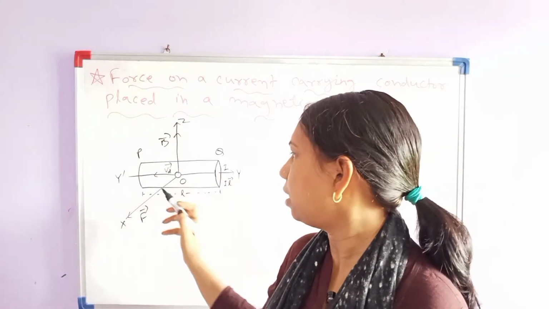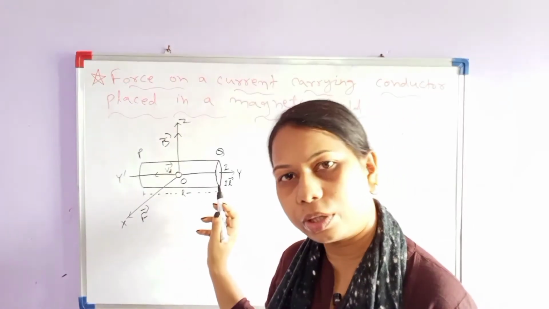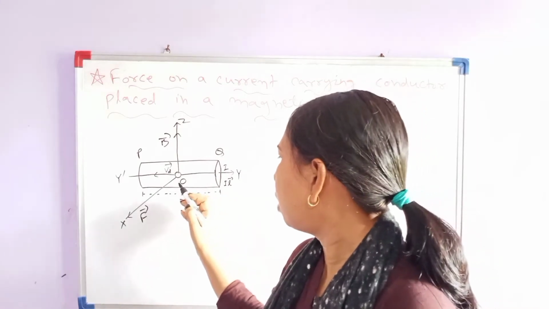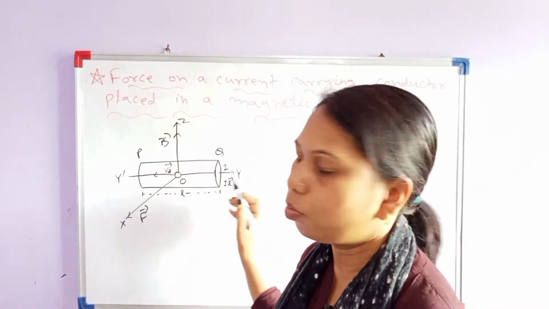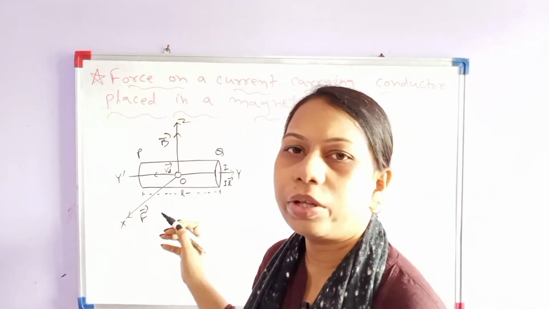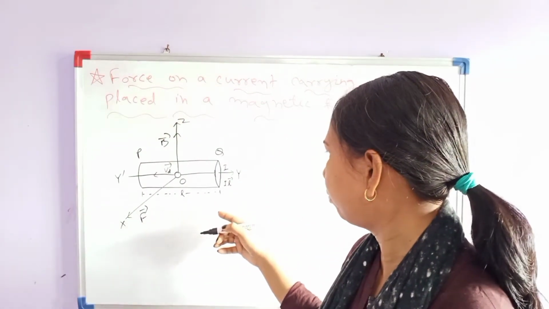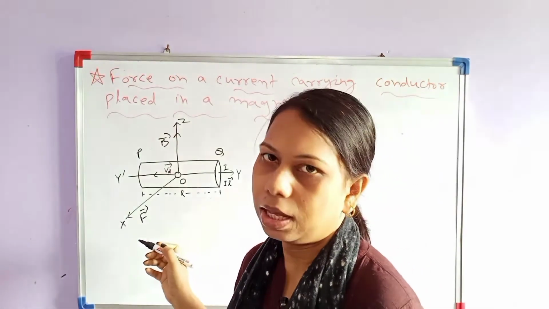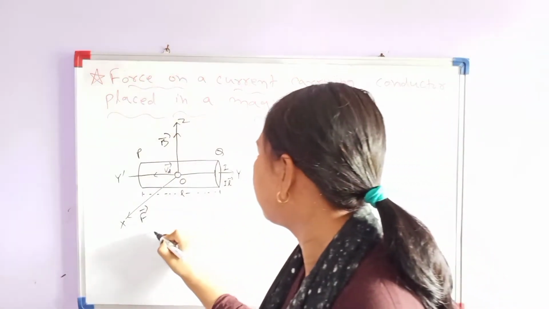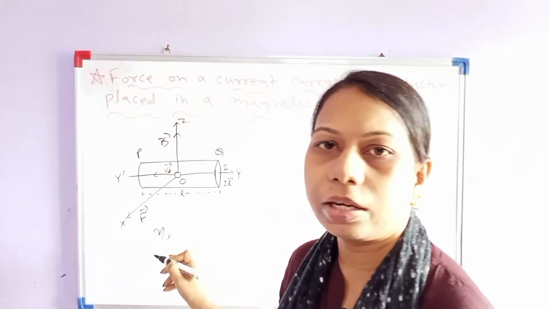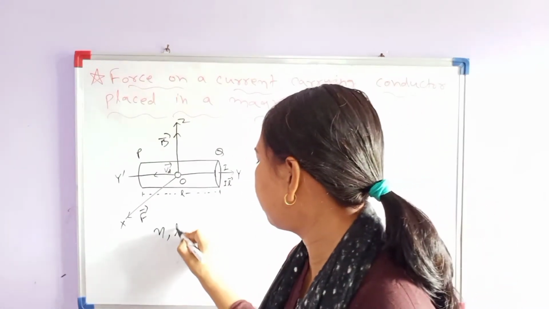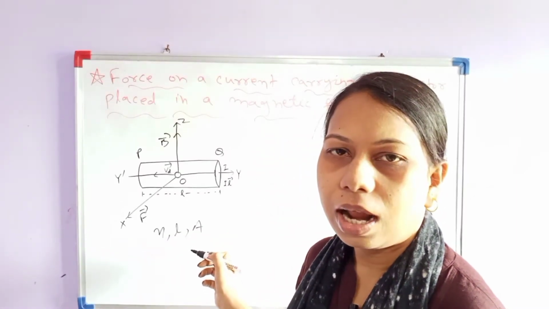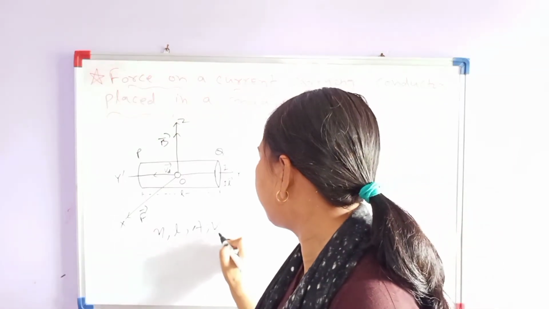Suppose I is the current flowing from the end P to Q, so that the current element IL acts along the direction OY. We know that inside the conductor, current flows due to drifting of free electrons. Let n be the number of free electrons per unit volume, L the length of the conductor, A the area of cross section of the conductor, and let Vd be the drift velocity.